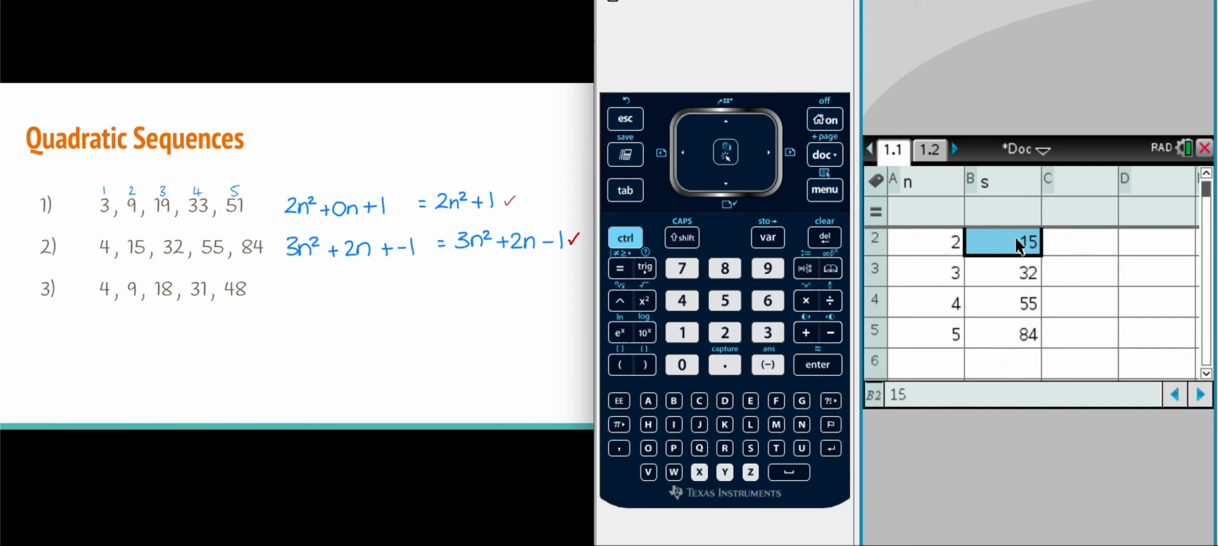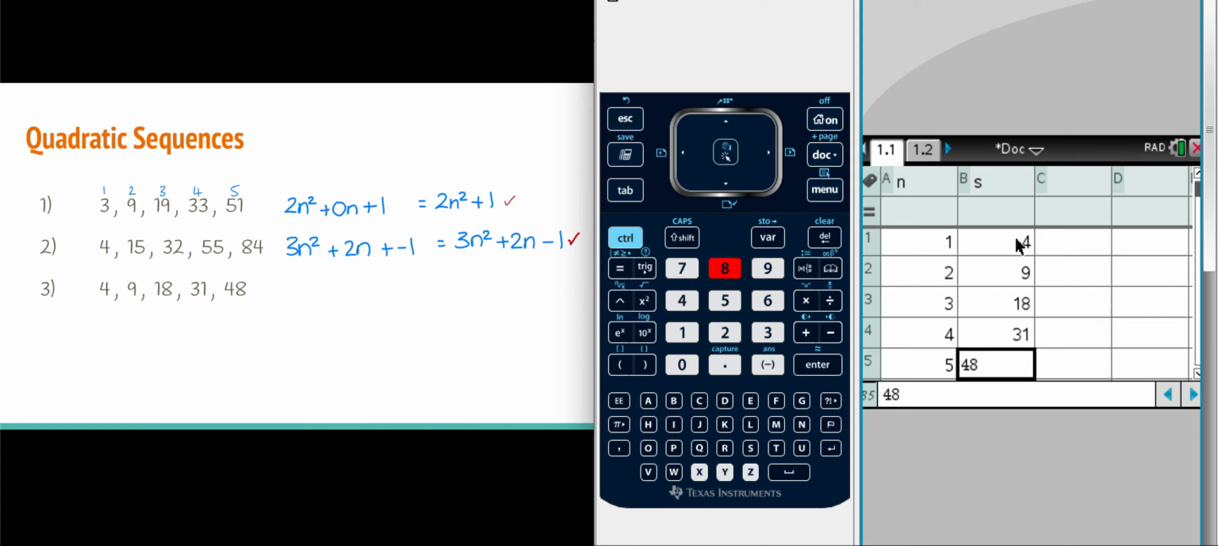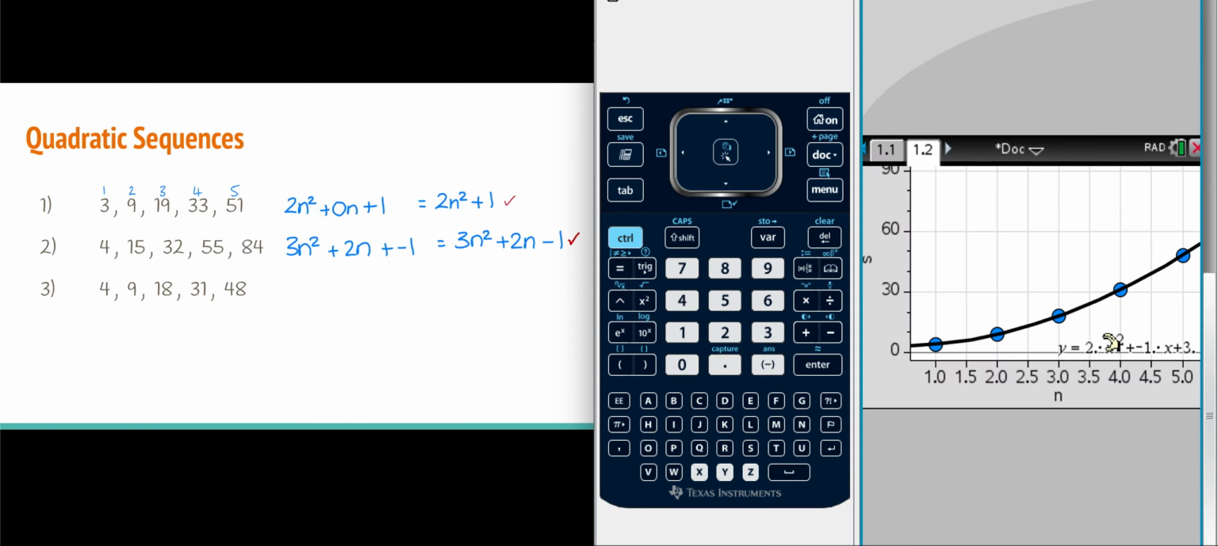Okay, so the last one, the third question on there, we had 4, then we had 9, 18, 31 and 48. And the graph then gives you, you should have got the equation 2x squared, or n squared as we have to write it, minus 1n, because it's plus minus again, plus 3. So that gives me 2n squared minus n plus 3. And that's my final answer for the last one.